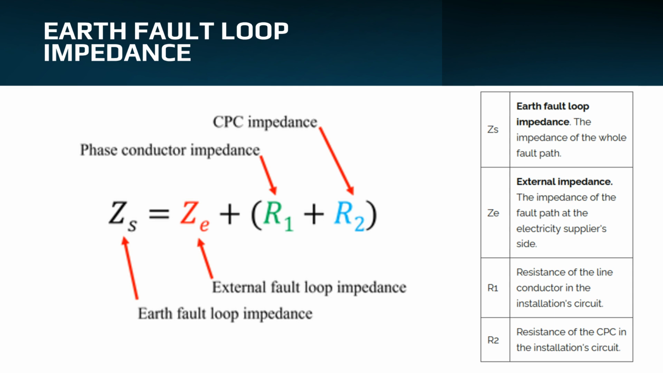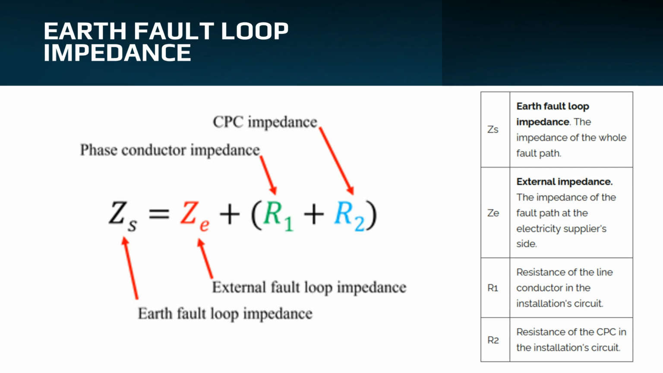Okay, now we will look at the formula and associated components of earth fault loop impedance, Zs. Ze: external loop impedance, the impedance of the supply network up to the installation, including the transformer and supply cables. R1: resistance of the phase conductor within the installation. R2: resistance of the protective earth conductor, CPC, within the installation. Formula: Zs equals Ze plus R1 plus R2.